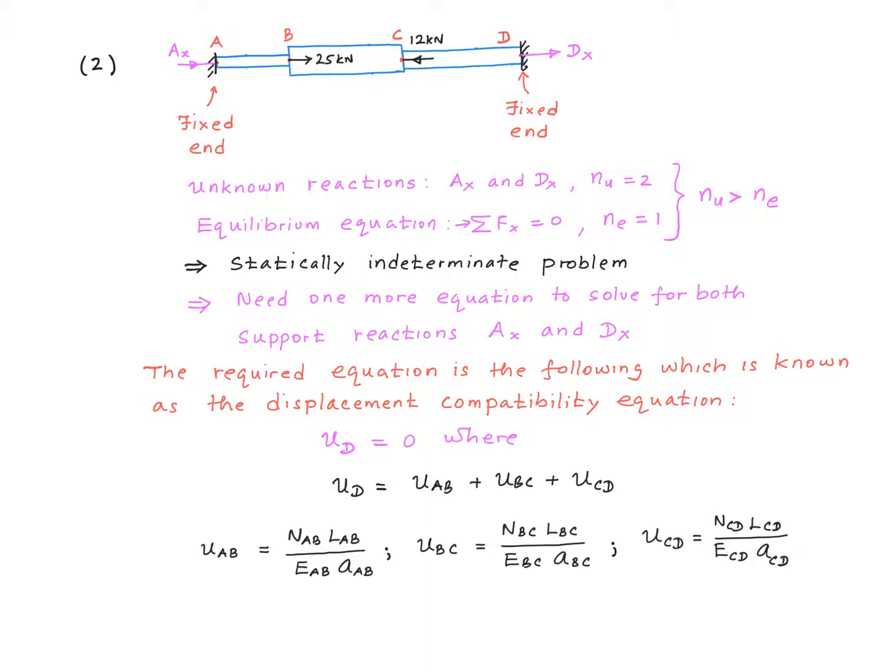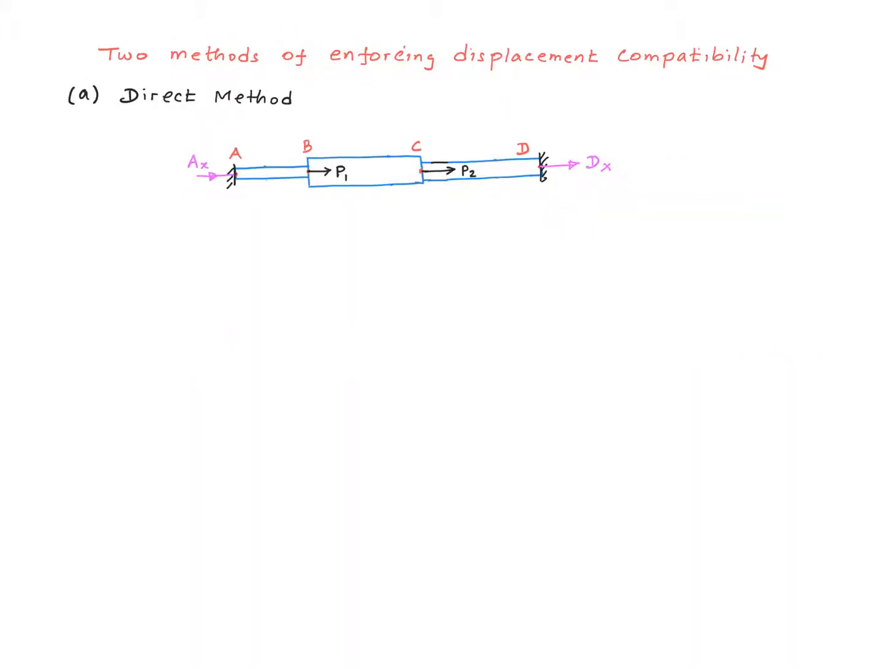So in this approach, we start from point A, the fixed point A, express the displacement of point D and set it to 0, right? Alternatively, you could start from point D, express the displacement of point A and set that to 0. So you can do it either way. There are two ways in which the displacement compatibility is enforced.